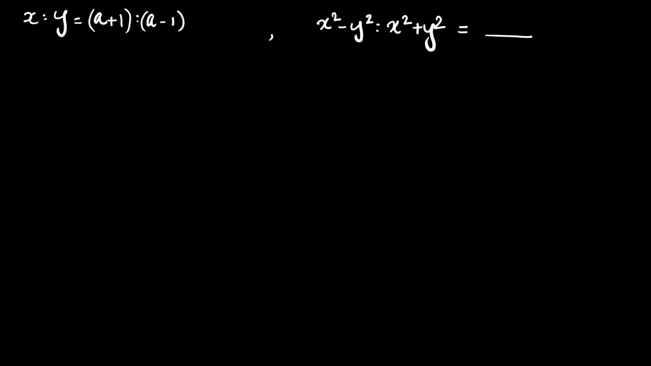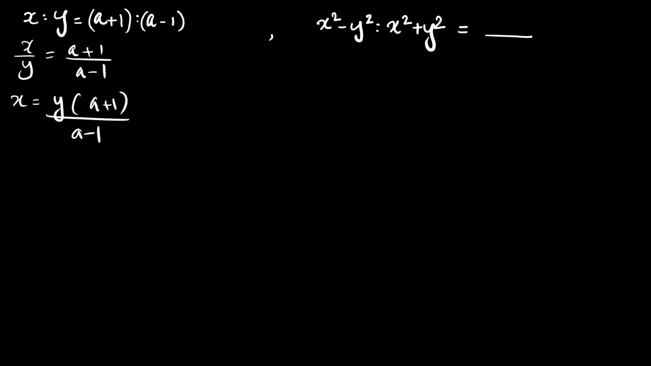Here given that x is to y equal to a plus 1 by a minus 1, that is x by y equal to a plus 1 by a minus 1, or x equal to y into a plus 1 divided by a minus 1. Squaring we get x square equal to y square into a plus 1 whole square by a minus 1 whole square. Now here given that x square minus y square is to x square plus y square, we have to calculate this. So that is x square minus y square divided by x square plus y square is equal to.